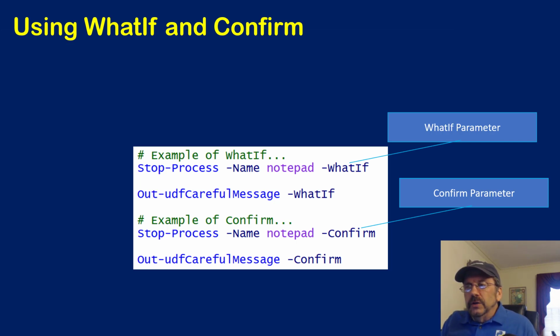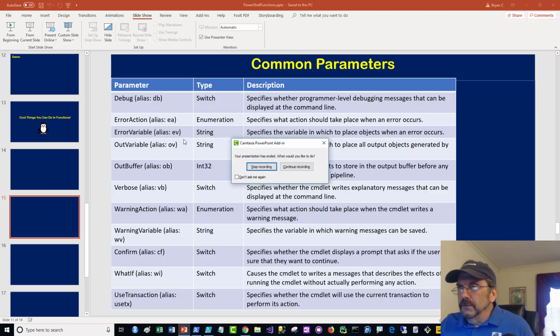If you look at Stop-Process -Name notepad, the idea is you're going to stop a process. That's a built-in cmdlet, and you're going to stop Notepad from running. The WhatIf is actually going to just verify it's running without actually doing any damage. With the Out-UDF careful messages function we have, we can simulate that same type of functionality, and we'll also see the use of Confirm. What Confirm does is, before I do something, warn me about it. So let me step in here for a minute.